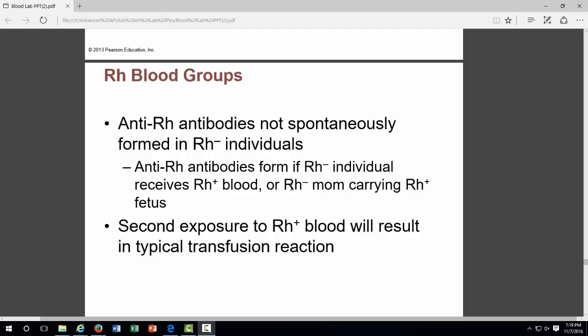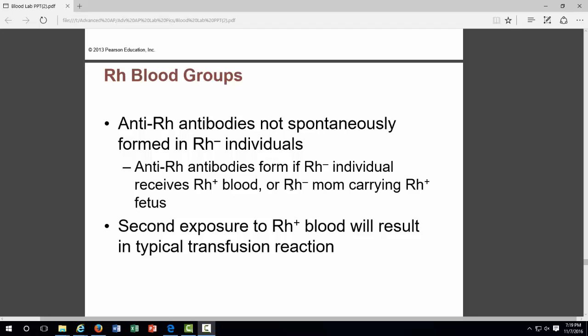Then early in her second pregnancy, she could again have that mixing of her antibodies and baby's red blood cells, and that would cause major clumping of the baby's red blood cells, and that can cause death.